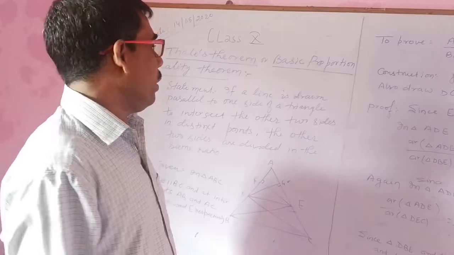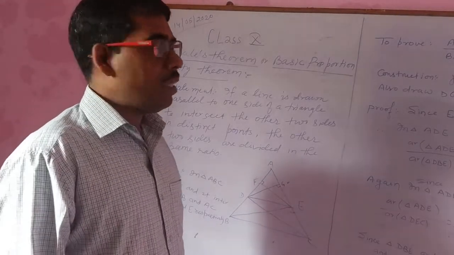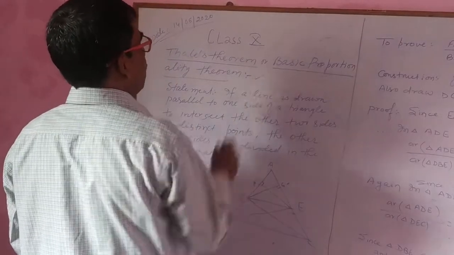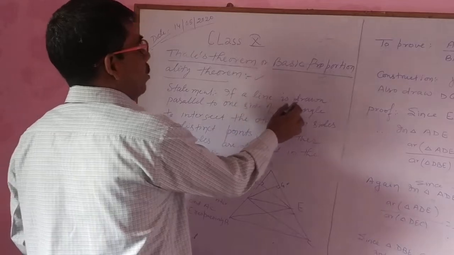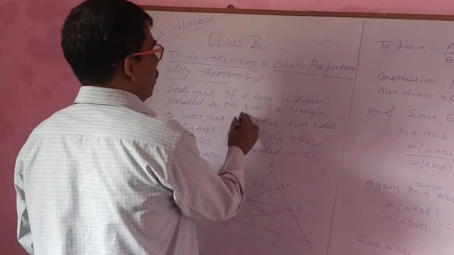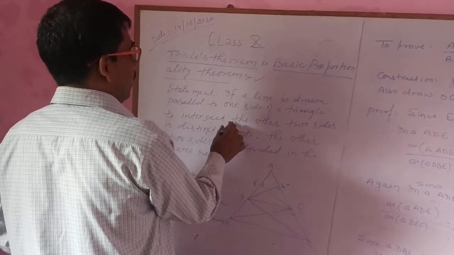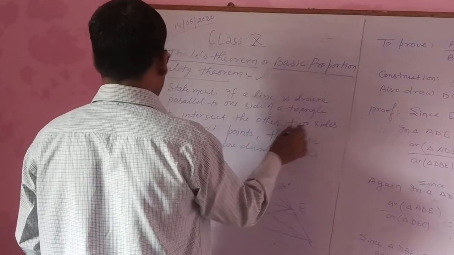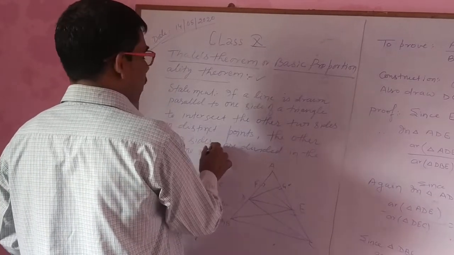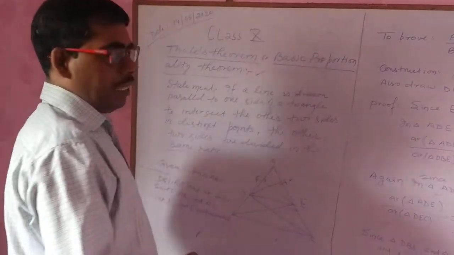It is a very important theorem known as the Thales theorem, or also known as the basic proportionality theorem. Its statement is: if a line is drawn parallel to one side of a triangle to intersect the other two sides at distinct points, the other two sides are divided in the same ratio. It is the statement of Thales theorem.